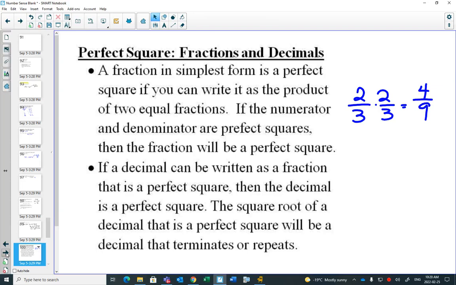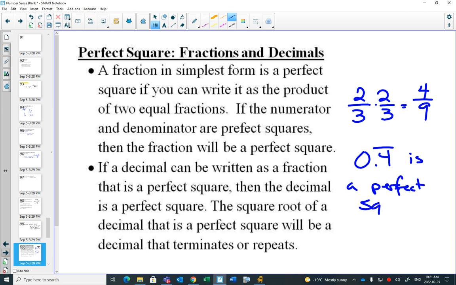If a decimal can be written as a fraction that's a perfect square, then the decimal is a perfect square. So we now know that 0.4 repeated, remember we can change 4/9 to a decimal, is a perfect square.